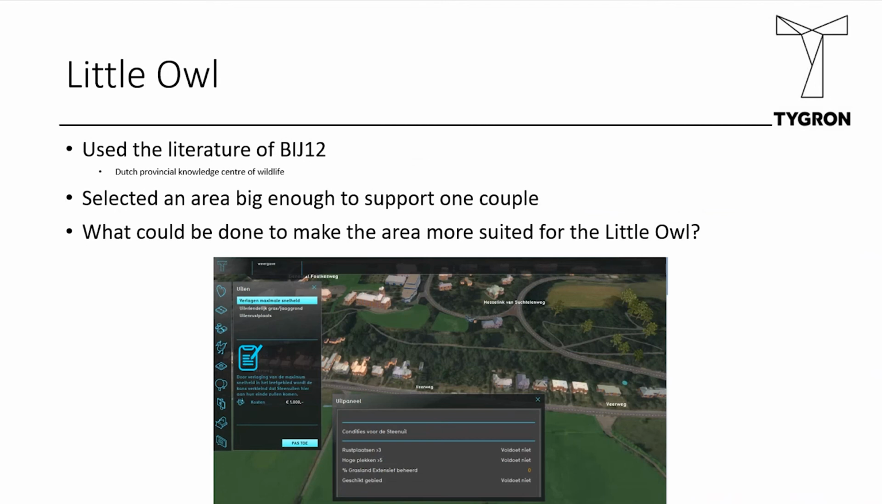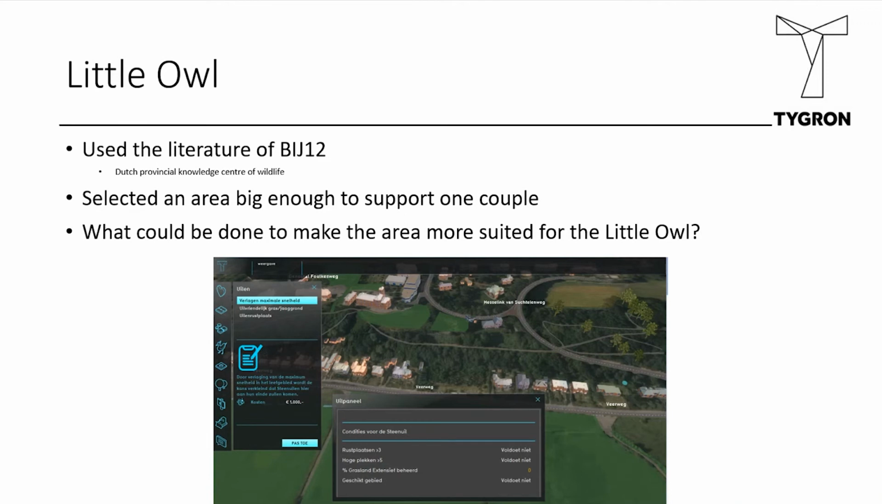So yeah, I used a lot of information from Bij12, the Dutch Provincial Knowledge Center of Wildlife. And then I selected a neighborhood in Wageningen. Until a year ago, that was my hometown where I lived as a student.